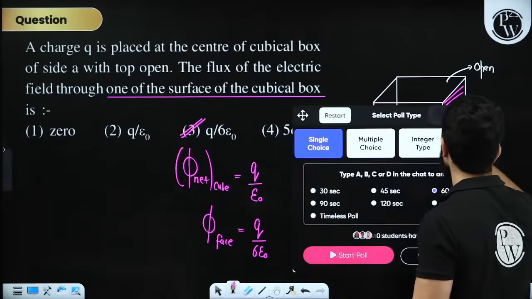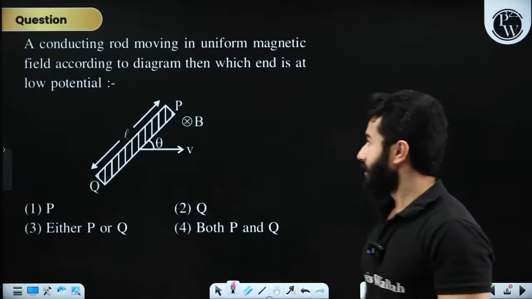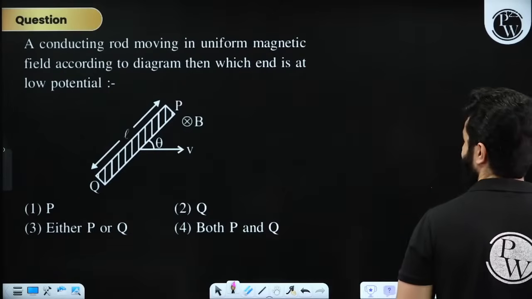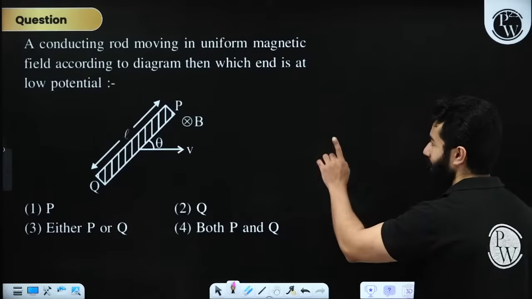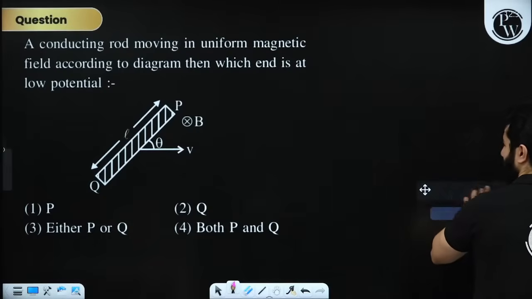Very good. Nice. Great, my dear friends. Moving on to the next question. A conducting rod is moving in a uniform magnetic field according to the diagram, then which end is at low potential? Let's start. You have to find out the low potential, my dear friends.